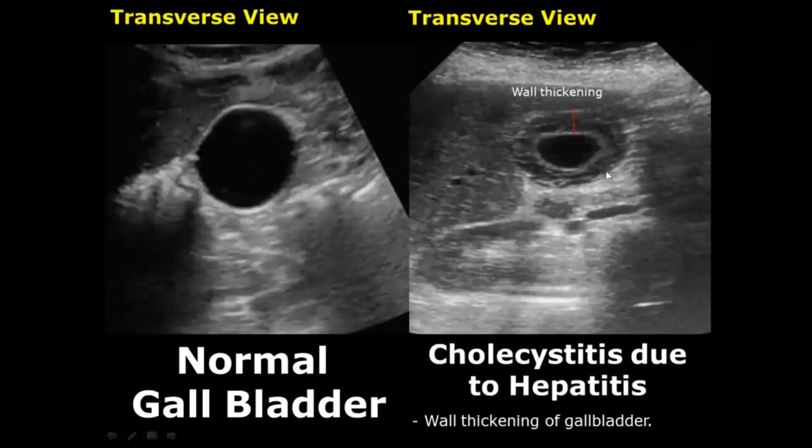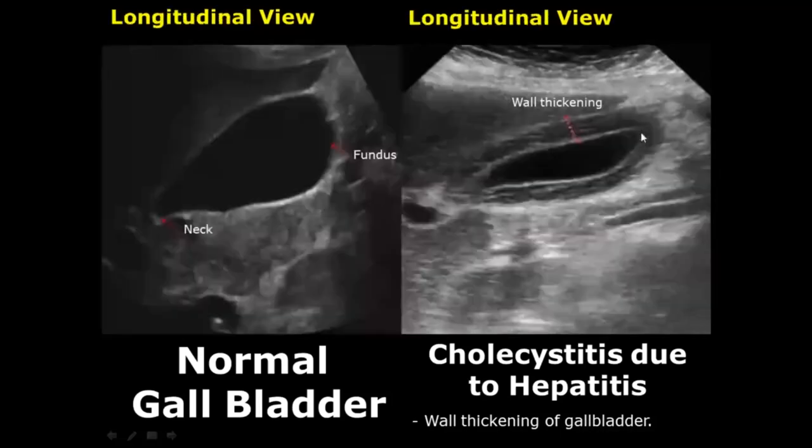Here there is only wall thickening and no other feature is seen such as gallstones or sludge. There is extensive wall thickening in this image. Longitudinal view of the same case showing extensive wall thickening in hepatitis.